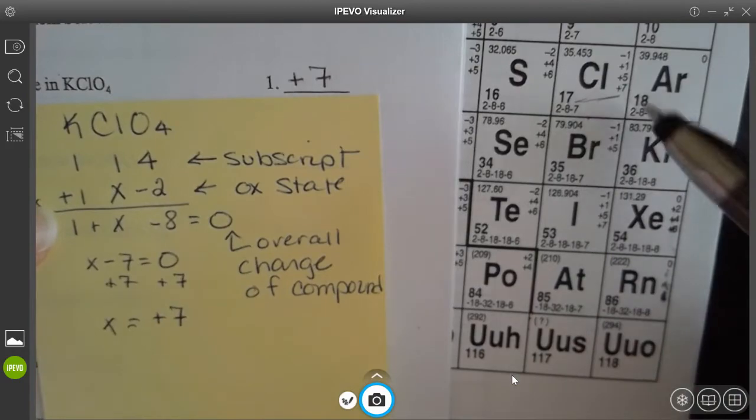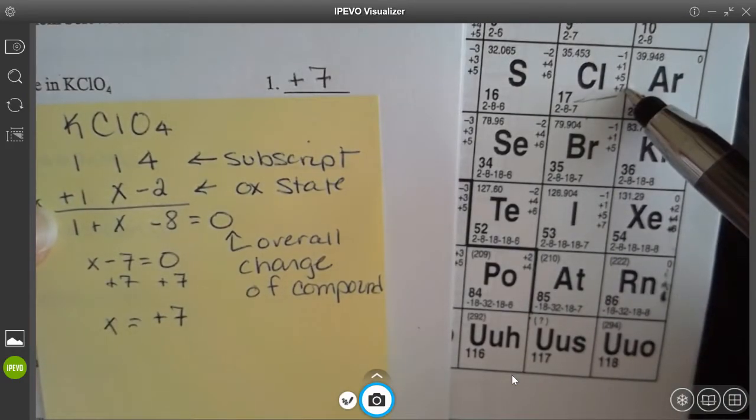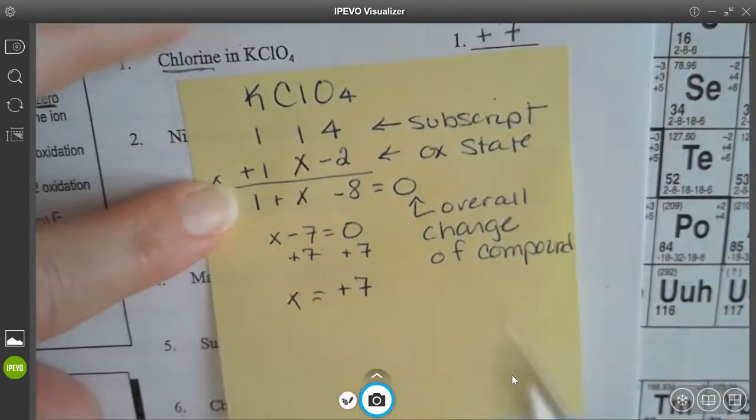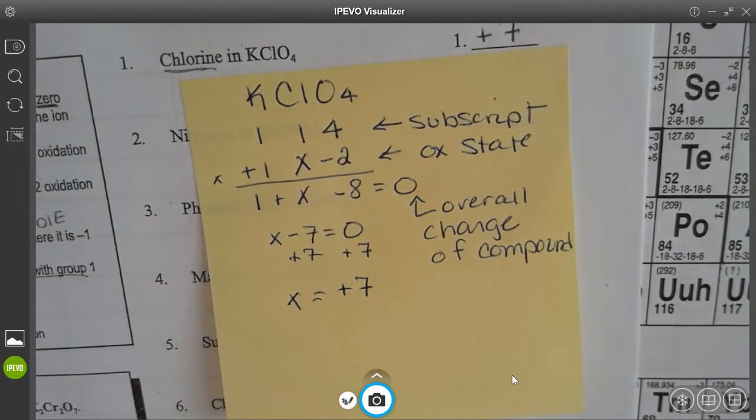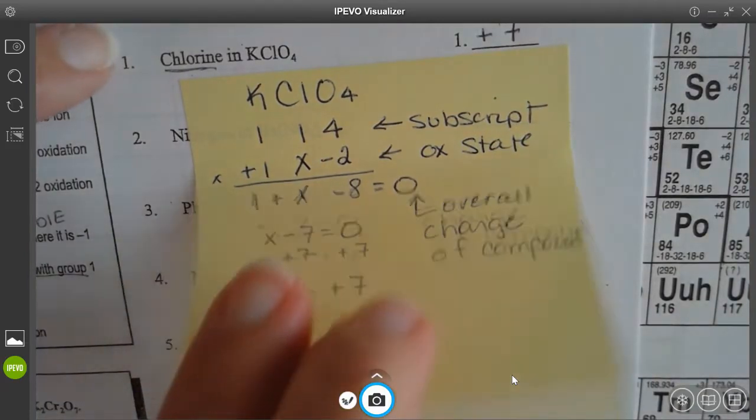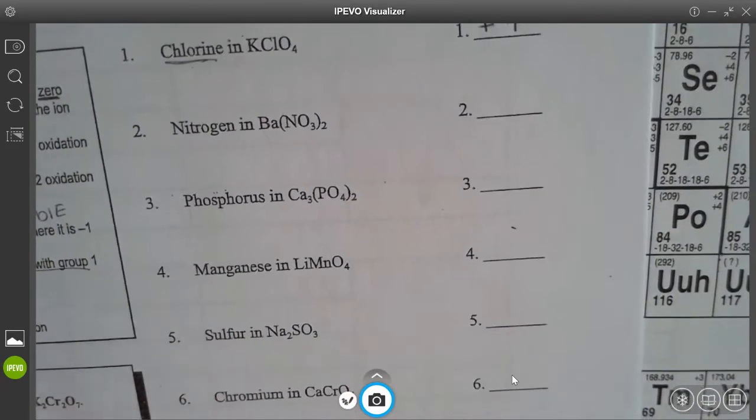Now I go over here. It is one of them that's listed. So when it's in this compound, it is +7. Okay, let's do another one together.